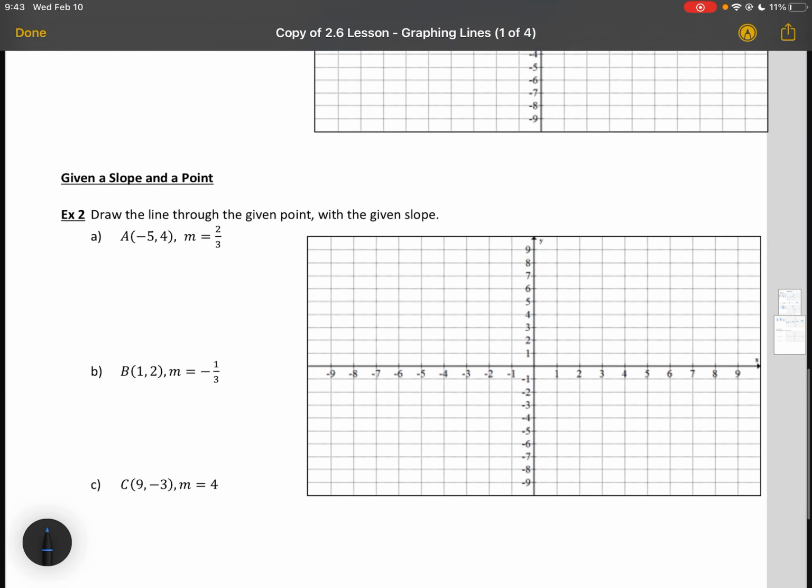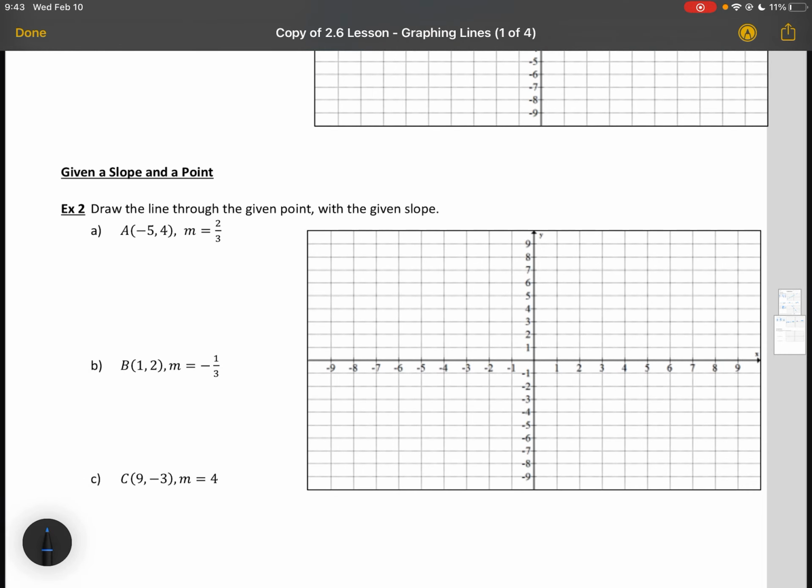You can also graph a line using the slope and a point. So if you remember, the slope represents the rise over the run. So I'm going to start at my given point. Okay. Because I know that it's a line, I know that to get to the next point on my graph, it has to be connected by my slope. So I'm going to rise 2 and run 3 to get to my next point.